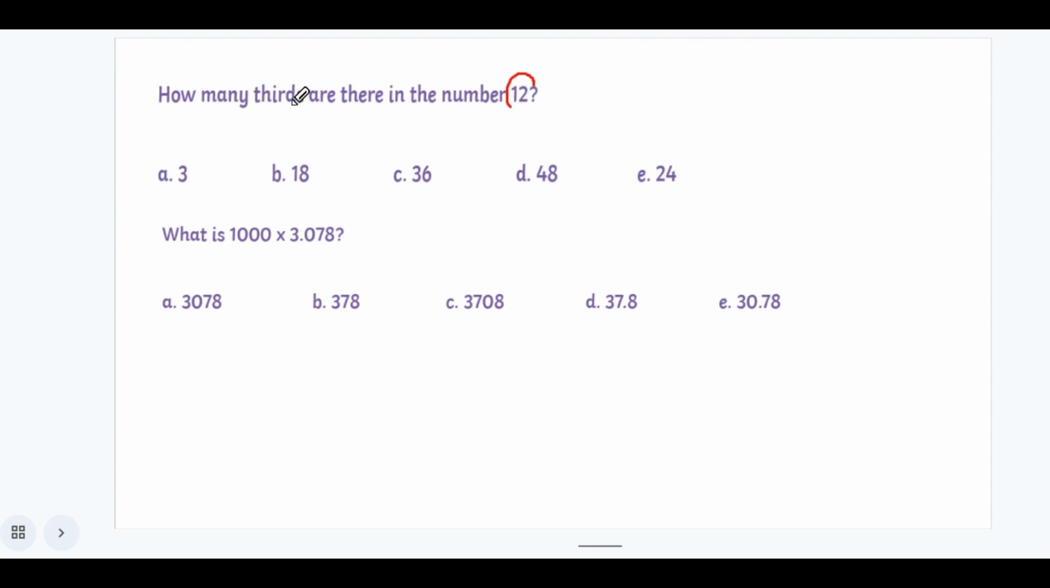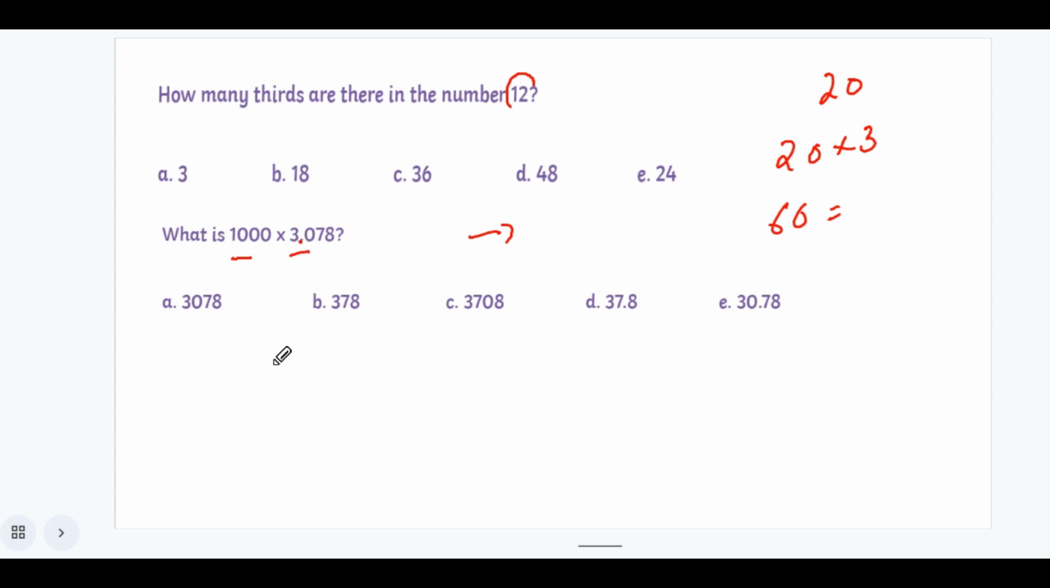For example, if I say how many thirds are there in 20, what can you do? You simply multiply it by 3, so 60 will be your answer. Okay, now look at this question. What is 1000 times 3.078? You know that whenever you multiply by tens, hundreds, thousands, you always move your decimal forward, right? You need to move your decimal to the right side.